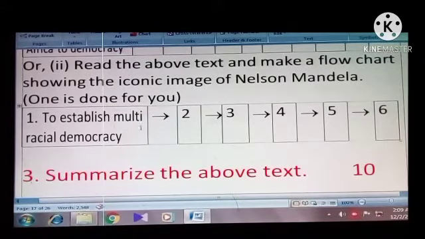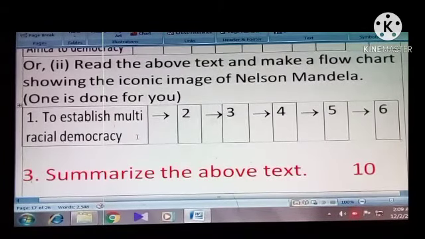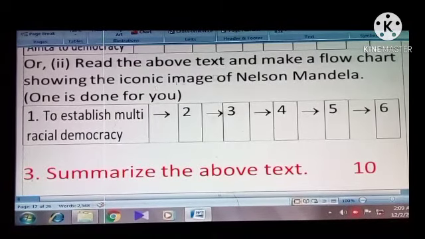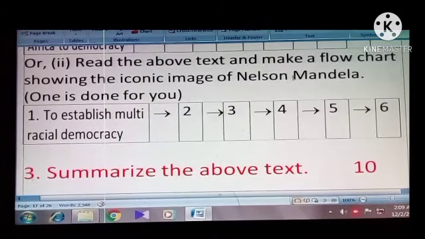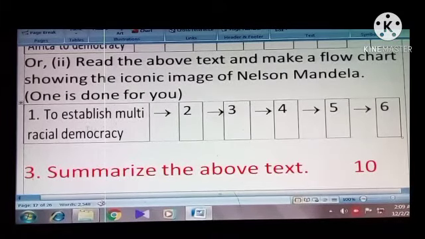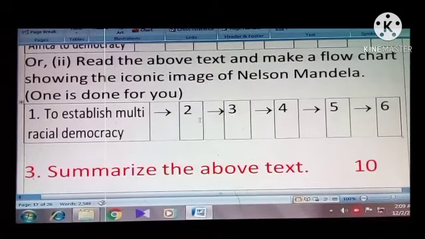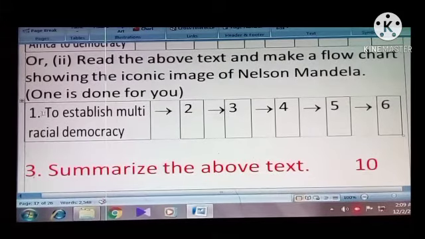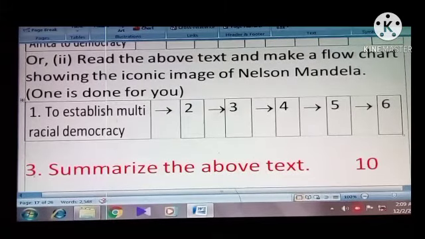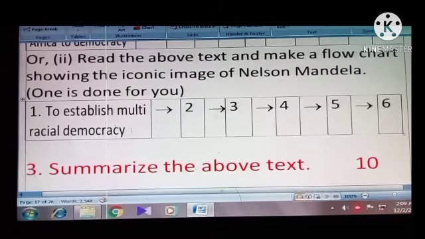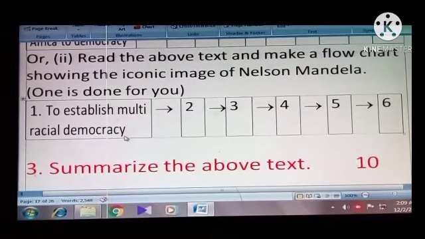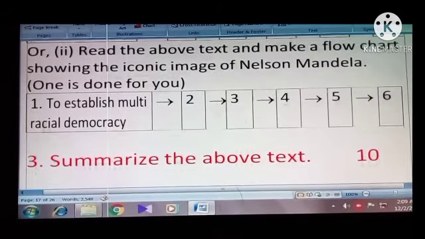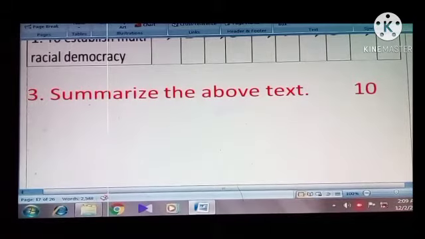To establish multiracial democracy. To establish multiracial democracy, showing the iconic image of Nelson Mandela. To establish multiracial democracy. So the remaining answers are 2, 3, 4, 5, 6. The first answer is given as to plus verb plus other words, so an infinitive phrase is used here.